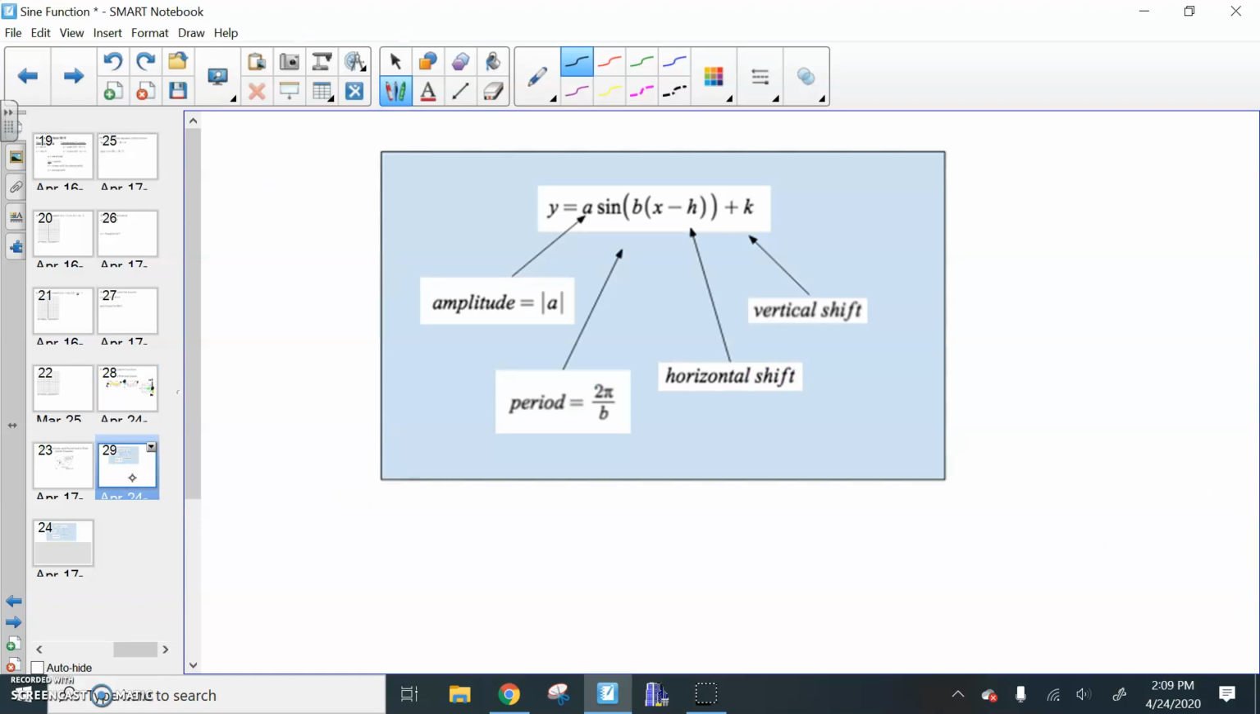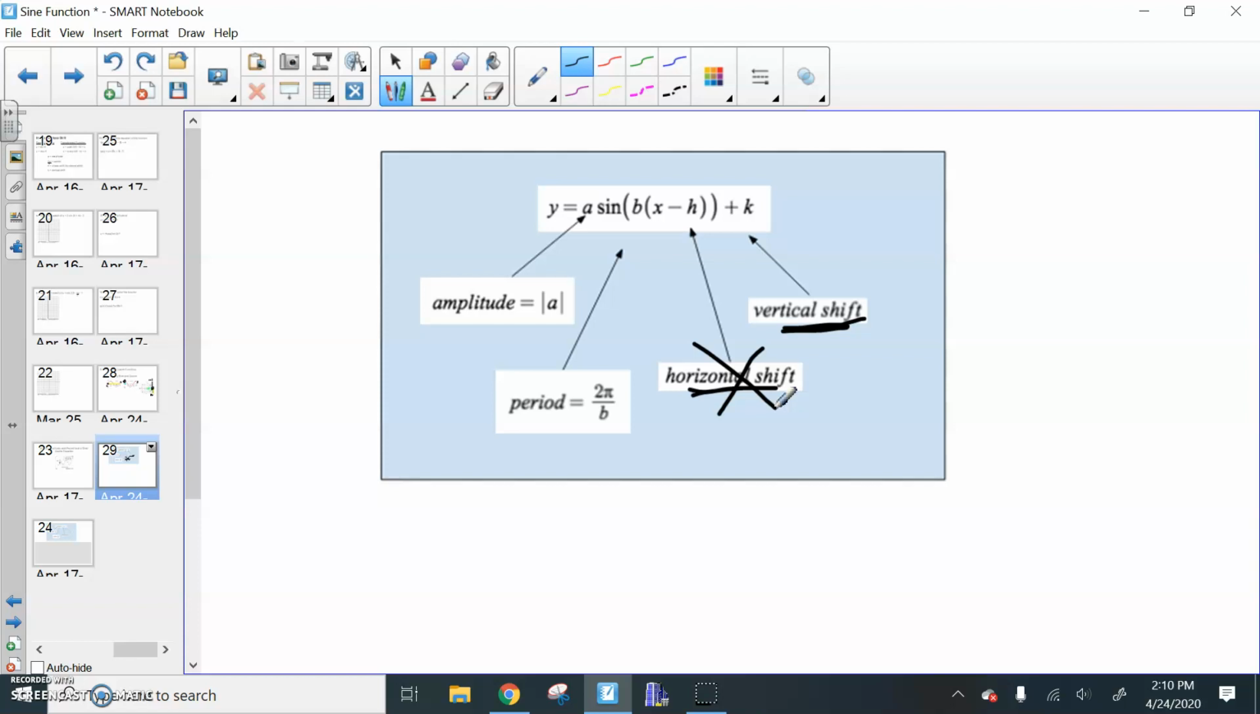Now the equation for these doesn't really change much. It's still going to have our A as our amplitude, our B as our period, or 2 pi over B is our period, really. We're going to have that horizontal shift and that vertical shift. We're not going to focus on the horizontal shift much this week. We're really going to focus on the vertical shift, the period, and the amplitude. So don't worry too much about that horizontal shift.